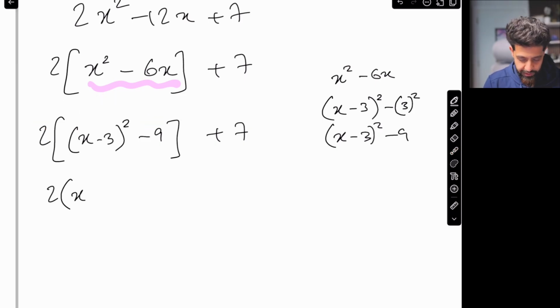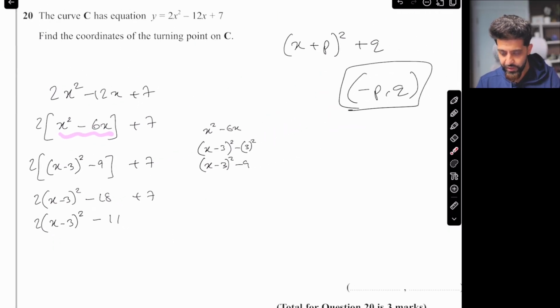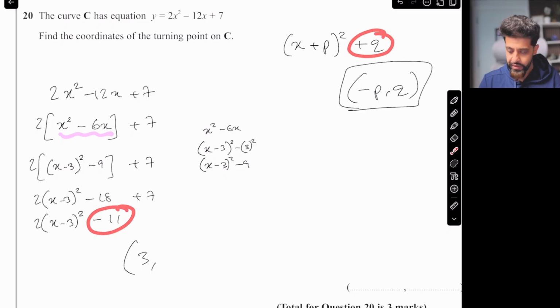So that becomes 2 bracket x minus 3 squared. 2 times 9 is 18, plus the 7 that's outside. And 18 plus 7 is minus 11. So now, if you look back at what I said, it's going to be this value, which is minus 3, but the opposite sign. So the turning point is going to be positive 3, and this value as it is, minus 11. So the turning point is 3 and minus 11.